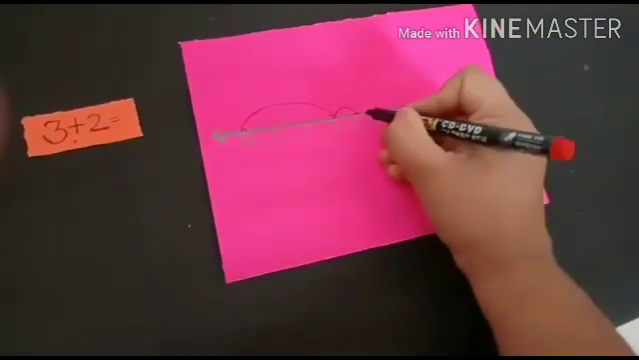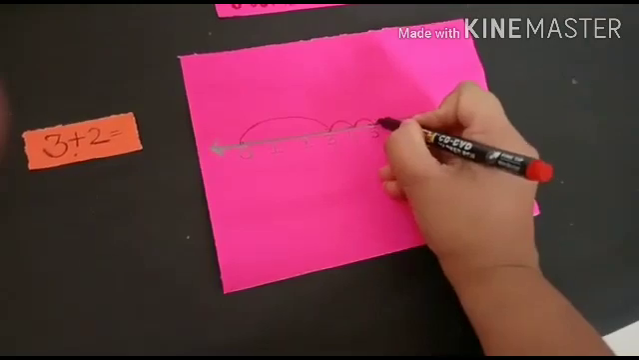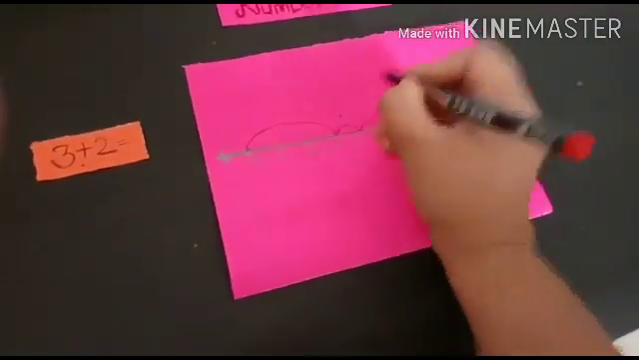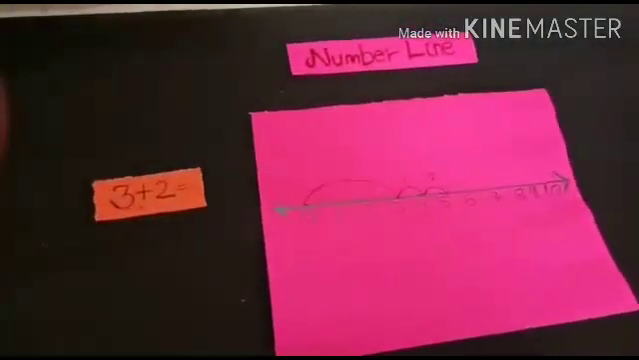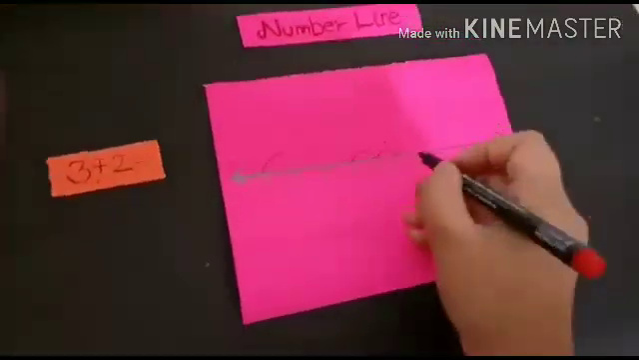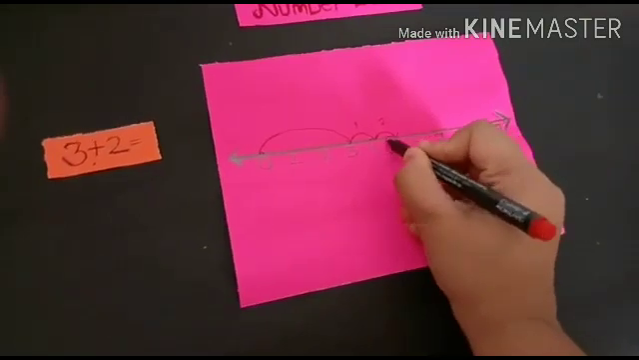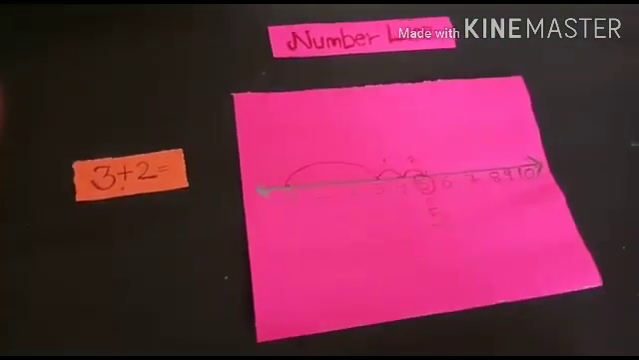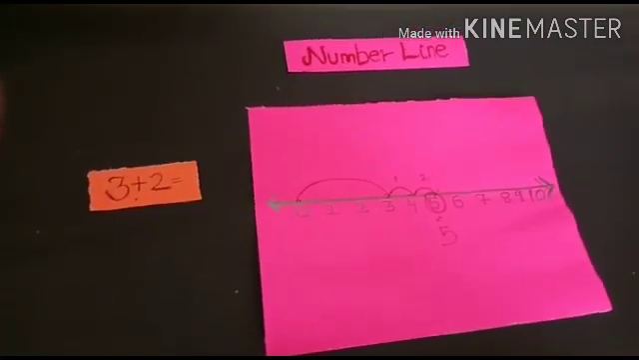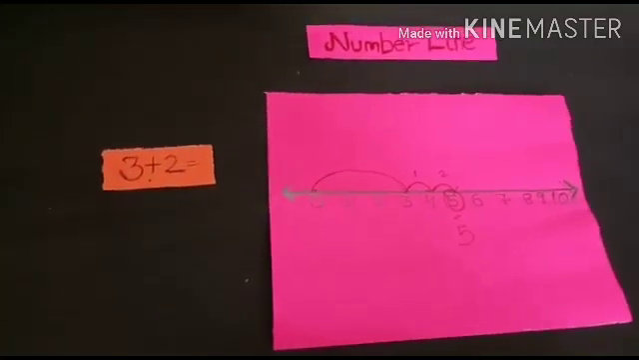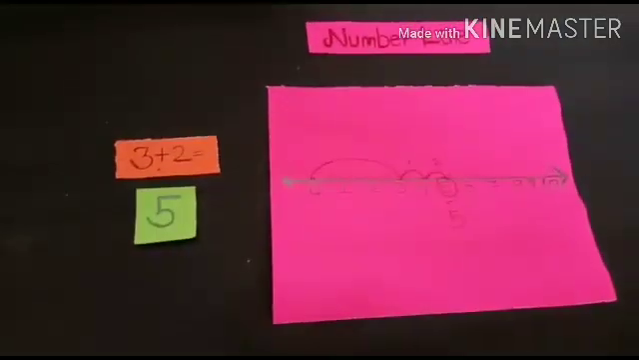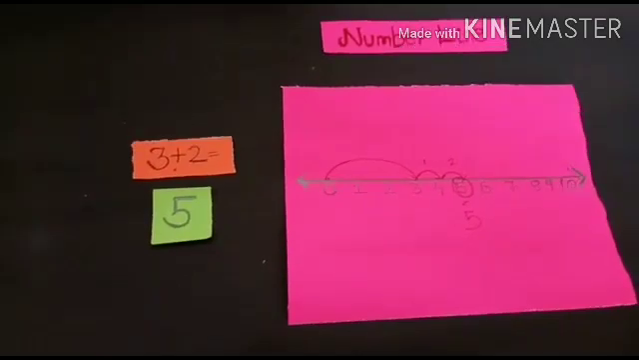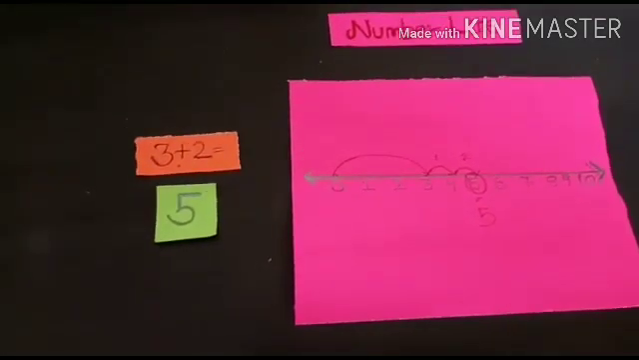1, 2. How many numbers did we jump? 1, 2. So, at what number did we come? We came at 5. So, what is the answer? Our answer is 5. Let us see another example.